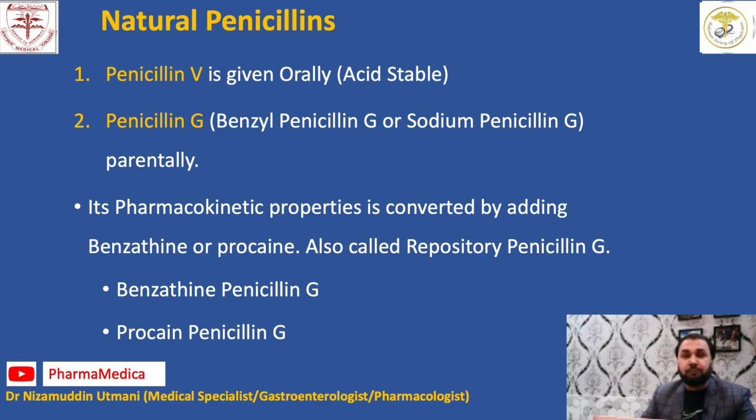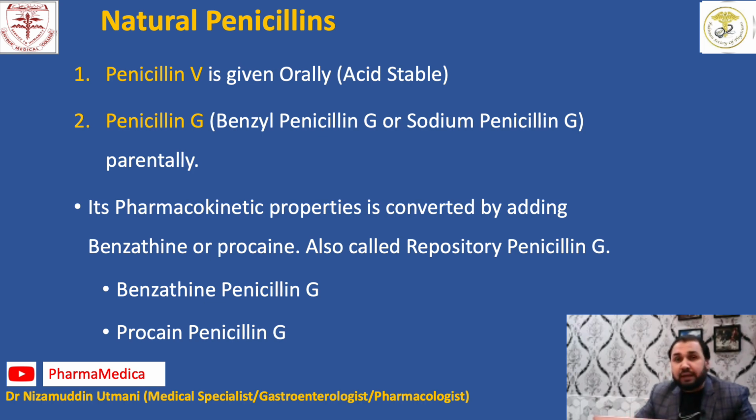Now, coming to Penicillin G, which is benzylpenicillin. Benzylpenicillin has different pharmacokinetics because it is acid labile, and we give it parenterally. By giving benzylpenicillin parenterally, it has a very short plasma half-life. So if we combine benzathine with the benzylpenicillin, its plasma half-life can be increased, can be lengthened, and in some diseases we can even give it once a month, once a week, or once a day.